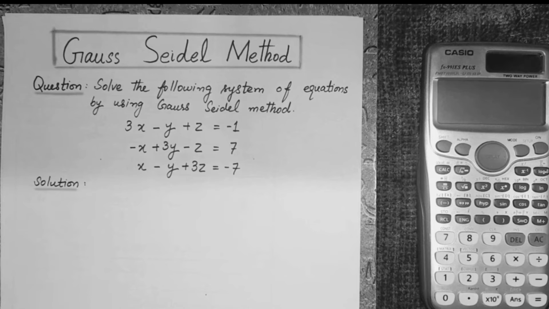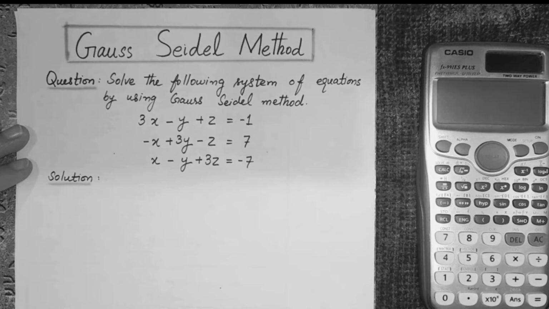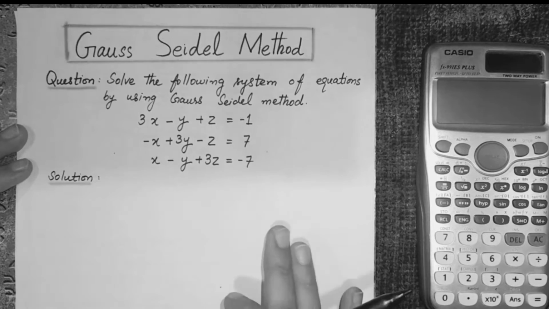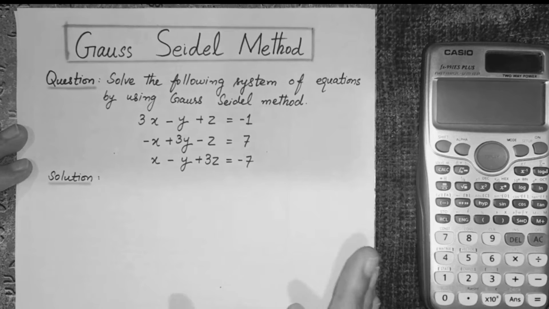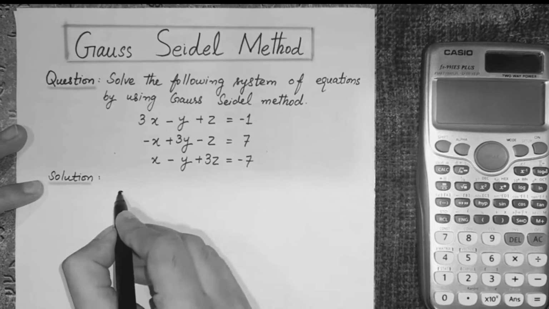Today we will learn how to solve a system of three linear equations by using the Gauss-Seidel method. So here is our system of three linear equations. The first step is to check whether our system is strictly diagonally dominant or not. If it is, then we will converge to our answer real quick. The way of checking that is to write it in matrix form.